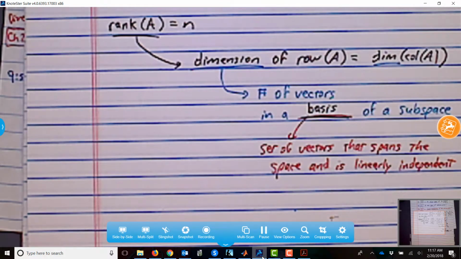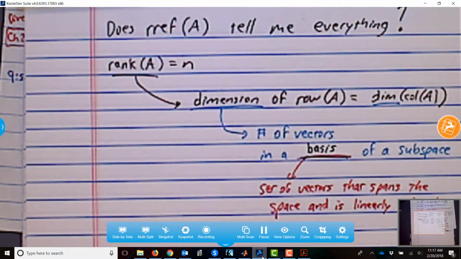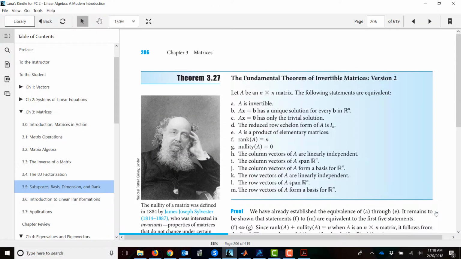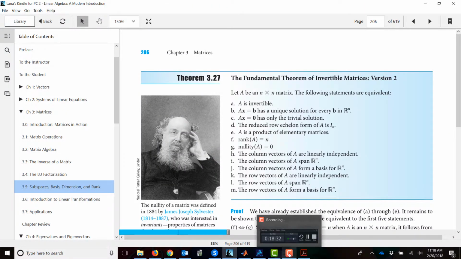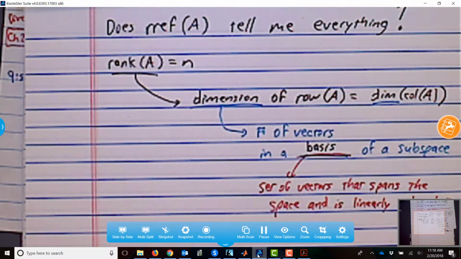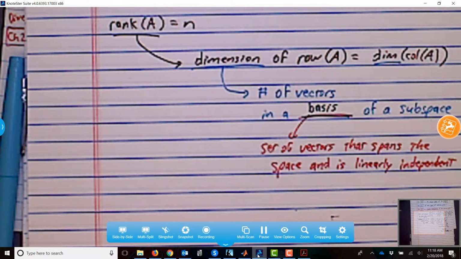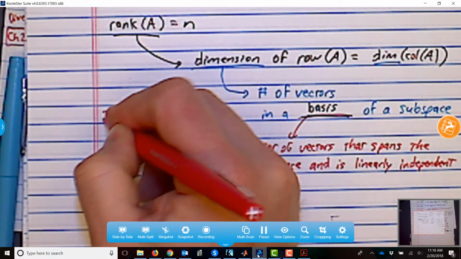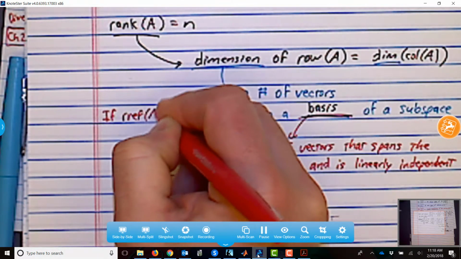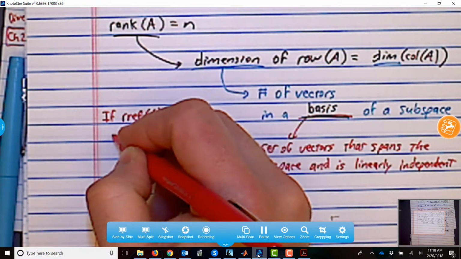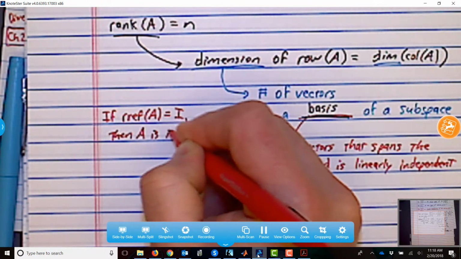So I think that's all good discussion. Does reduced row echelon form tell me everything? Another thing that it tells you, I mean, they're all equivalent, so of course, but do you have a proof? Since we have the row reduction of A, elementary matrices E_n to E_1 times A, we can take the product of the elementary matrices, and that would be our inverse. If the reduced row echelon form of A is I, then A is invertible.